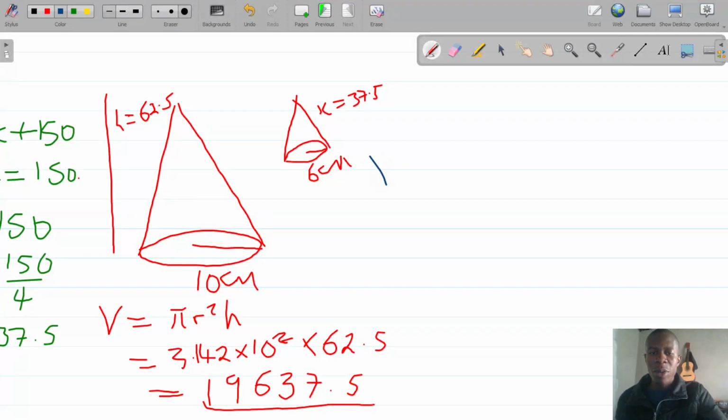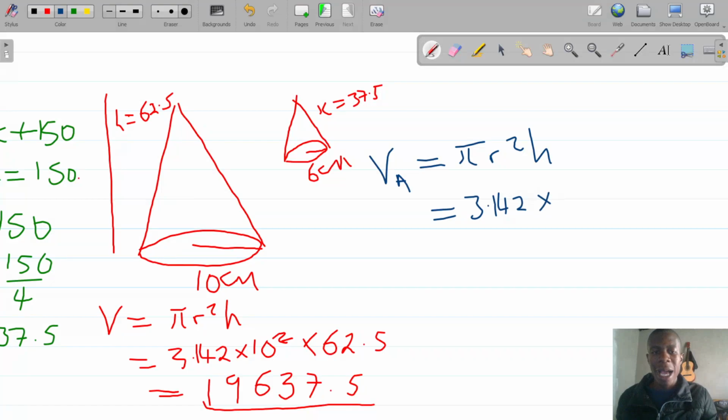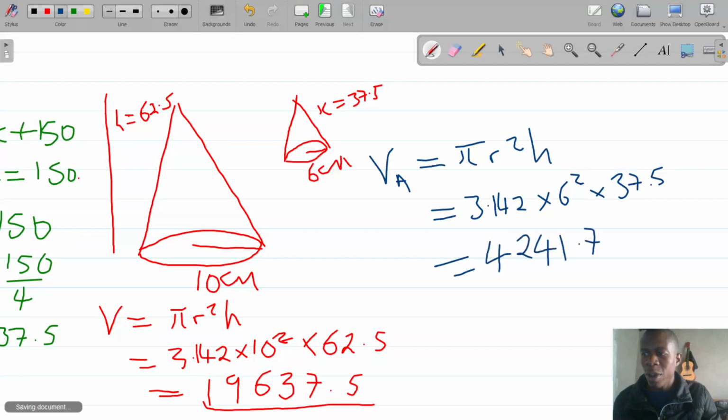Then the volume of the top part, which we're calling volume B, will be equals to, again, this is the same shape, so it is pi r squared h, and in this case pi, we again use 3.142 times the radius. It's from the center to that point, which is 6 squared times the height, which is 37.5. So punching that in your calculator, you're going to get that volume.